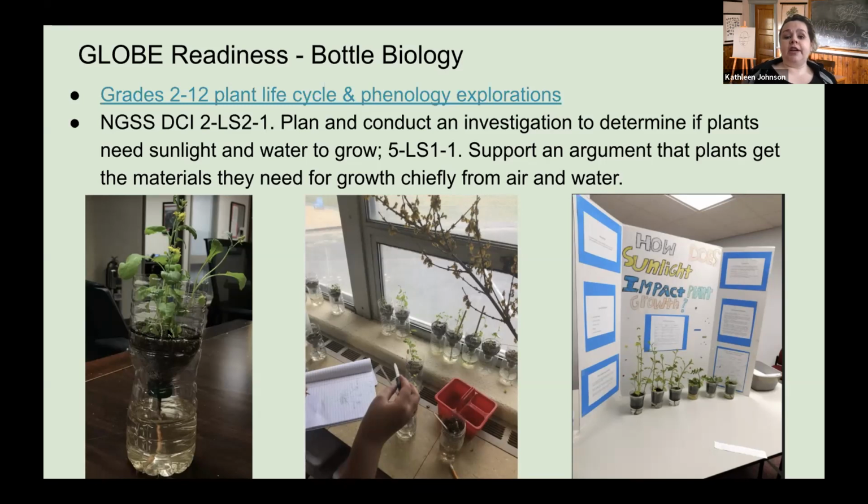Some of the other experiments they can do, we've had students look at how sunlight impacts growth, and we've had a 6th grade classroom that was looking at how water quality affects plant growth, all using this bottle biology setup.